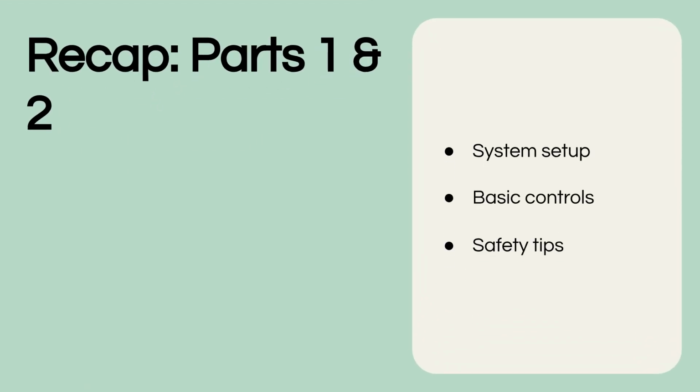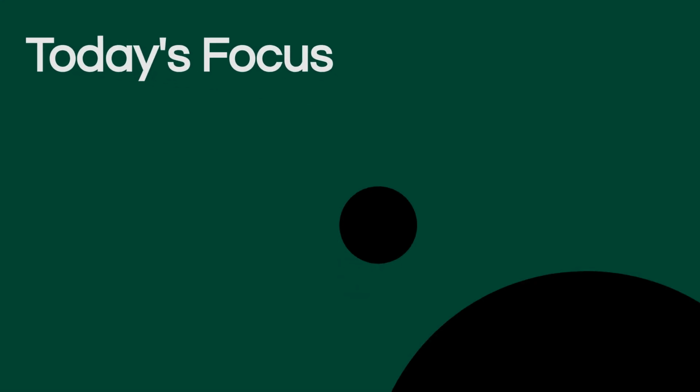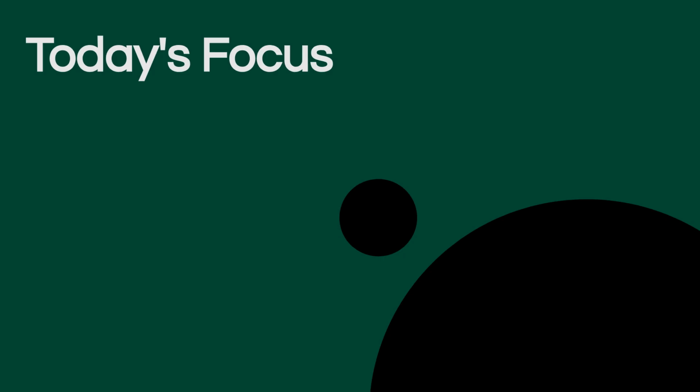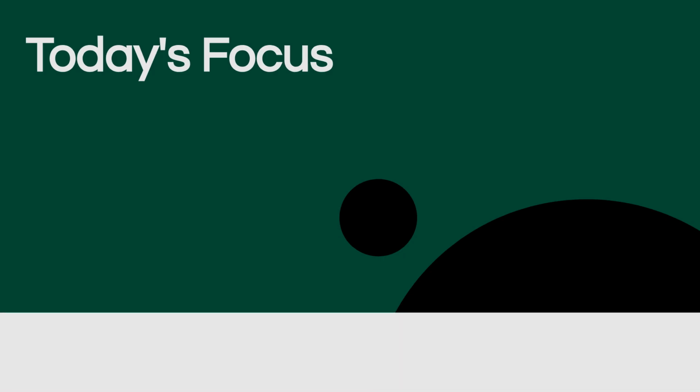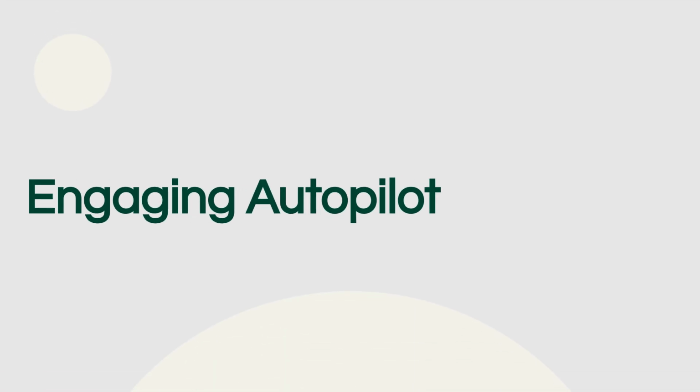As a quick recap, in parts 1 and 2, we covered initial system setup, basic driving controls, and essential safety guidelines. Today, we dive into the core functionality, starting with how to properly engage the Autopilot feature. Let's look at the necessary steps to activate your vehicle's autopilot system safely.